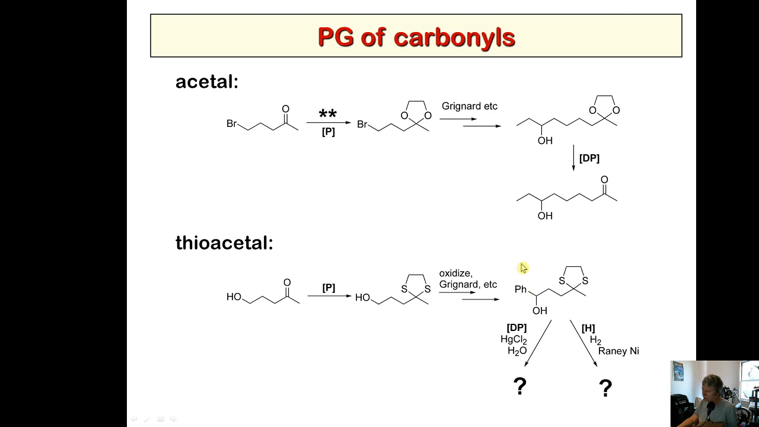In order to do that, what does a phenyl Grignard attack? What do Grignards attack? Ketones, aldehydes, epoxides, and stuff. And so the phenyl Grignard would need to attack an aldehyde, for example, and so then we would oxidize this to an aldehyde. First you oxidize to an aldehyde, then the Grignard attacks the aldehyde, and then you can either maybe deprotect with mercury chloride and water back to the ketone, or you can reduce it off. So a couple things you can do to thioacetal.